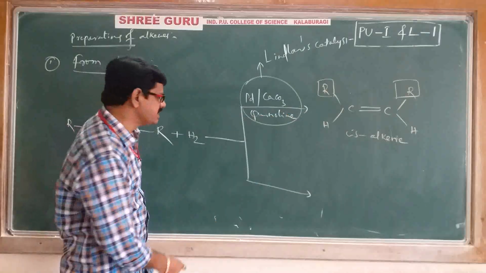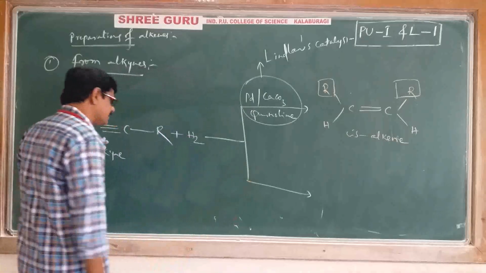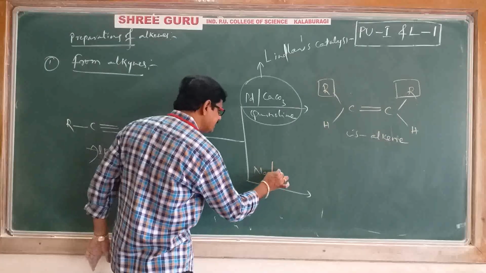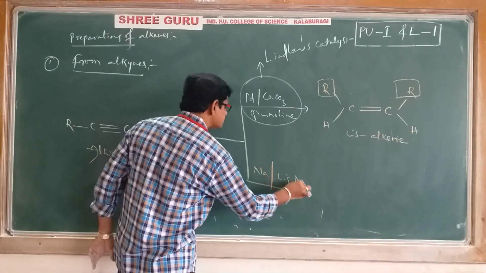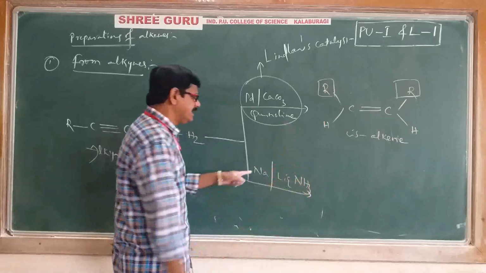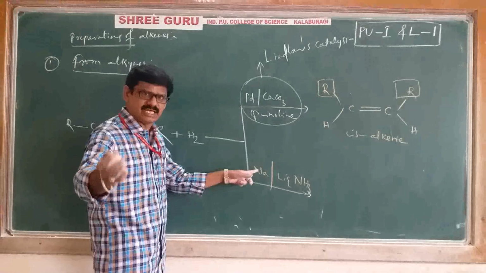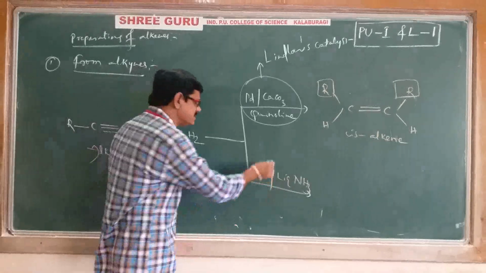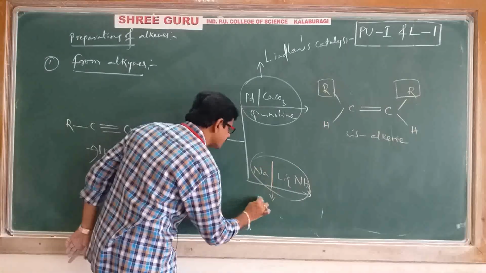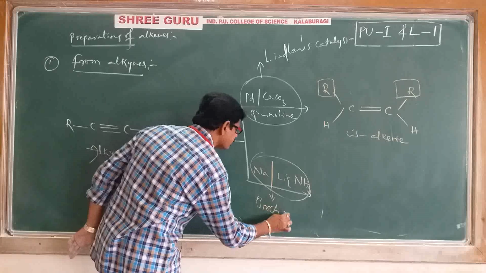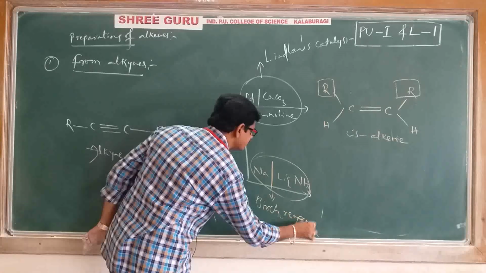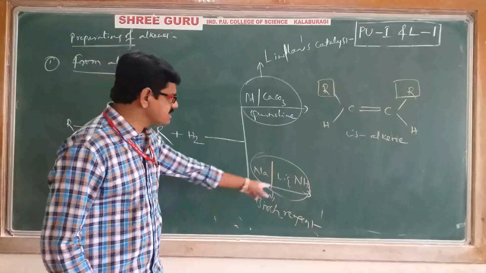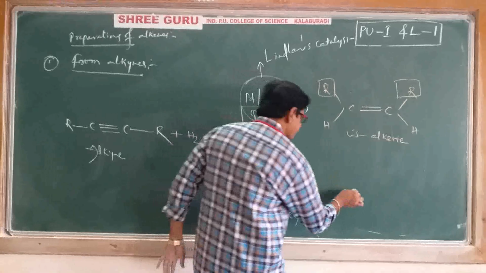And one more possibility is there, that is the same alkyne is added with hydrogen in the presence of sodium in liquid ammonia. Instead of sodium, you can take lithium also. Lithium in liquid ammonia, sodium in liquid ammonia. This reagent is called the Birch reagent. In this case also you will get an alkene only, no doubt.